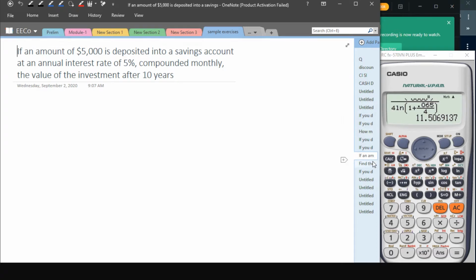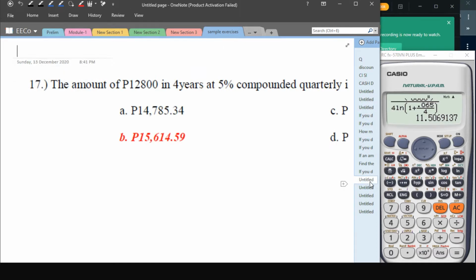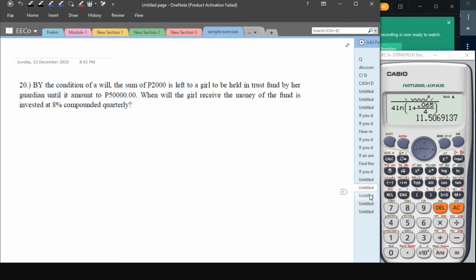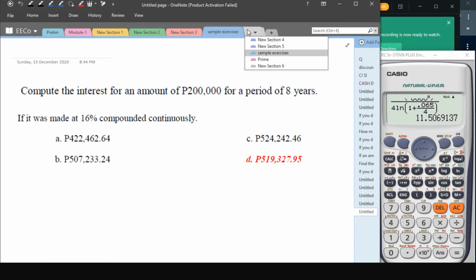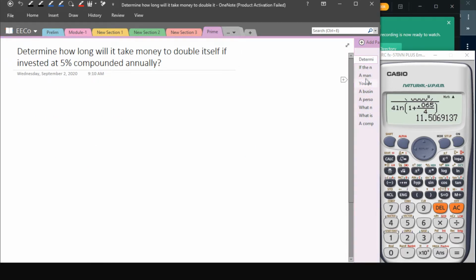So, marami pa ako ditong problems na pwede nyong i-answer. Okay? So, lipat tayo ng isa pa. Dito, determine how long will it take the money to double itself if invested at 5% compounded annually. How long will it take for the money to double itself? So, ibig sabihin, yung F mo will be twice nung P.